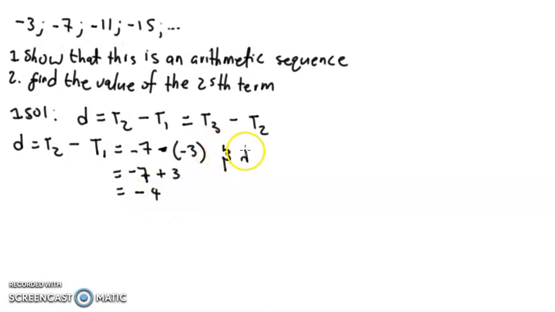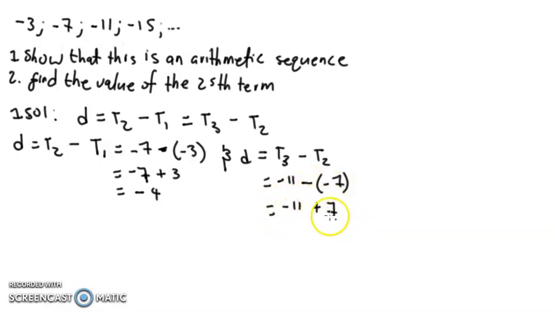And d again is t3 minus t2. So t3 is term 3 here, negative 11, minus t2, which is this one here, negative 7. Pay attention to the fact that I put a negative sign as the equation has shown, and I also have to substitute t2 with its own negative sign. As a result, I'm going to have negative 11. Negative times negative is a positive, and this is going to be negative 4.